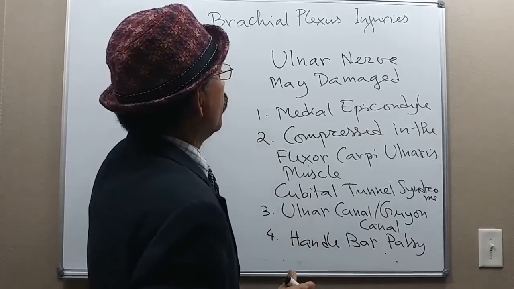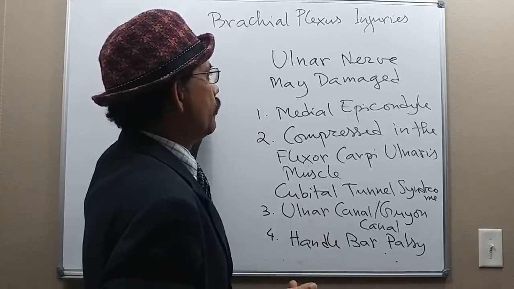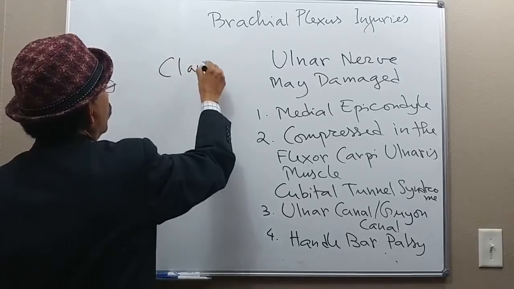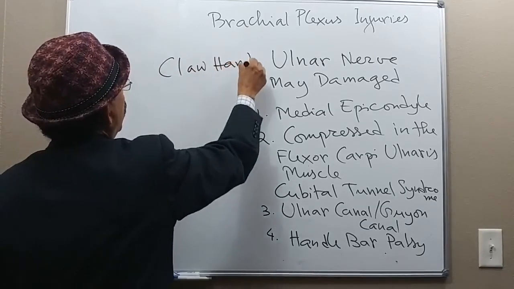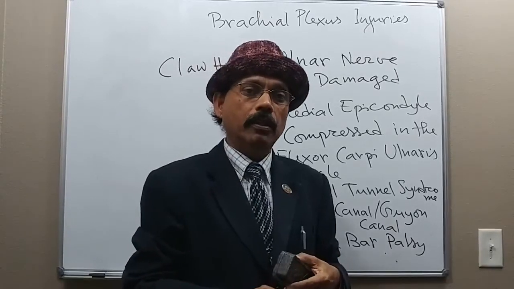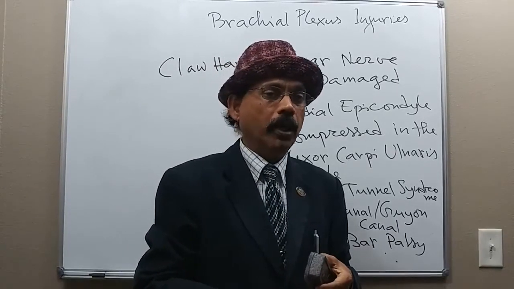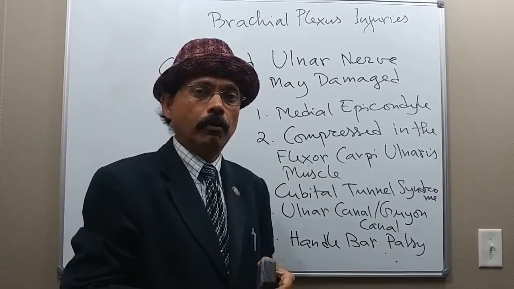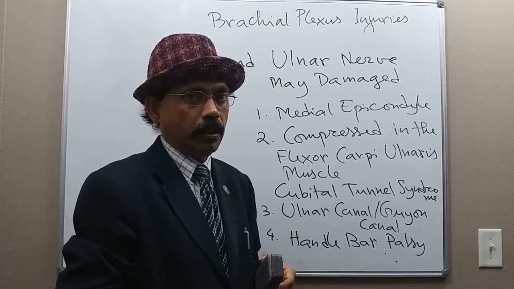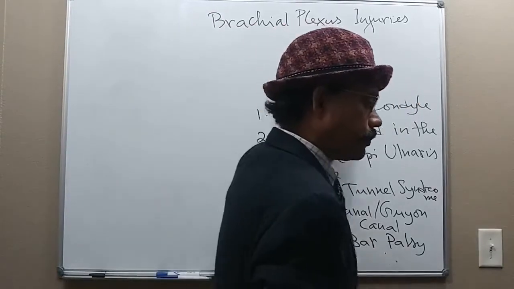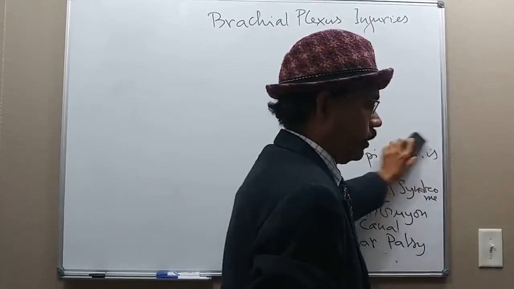Okay. So we got ulnar nerve may be damaged in multiple places. Again, we'll get claw hand. Claw hand in ulnar nerve lesion, and waiter's tip sign in Erb-Duchenne paralysis. Claw hand is also seen in case of lower trunk damage or Klumpke's paralysis. Okay.